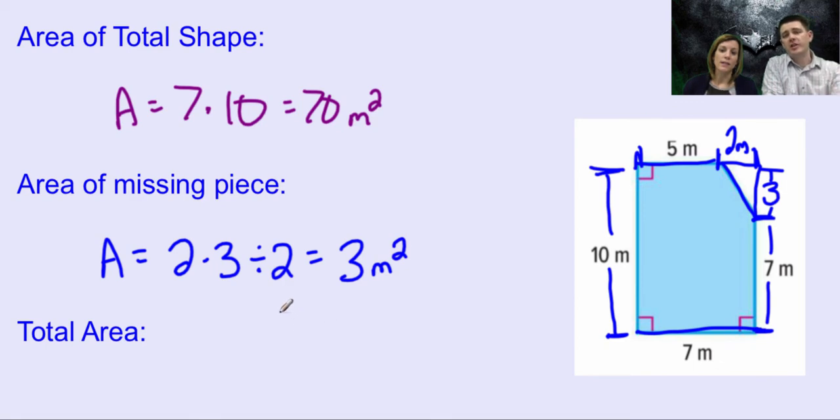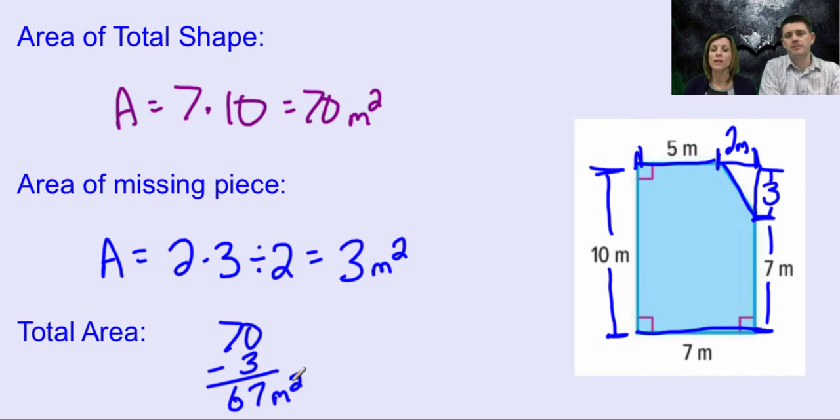So it was nice. She took a very small piece for us. Yes, of course. So we're going to subtract 70 meters squared minus 3 meters squared, giving us 67 meters squared for the total area of our oddly shaped figure. Our irregular cake polygon.